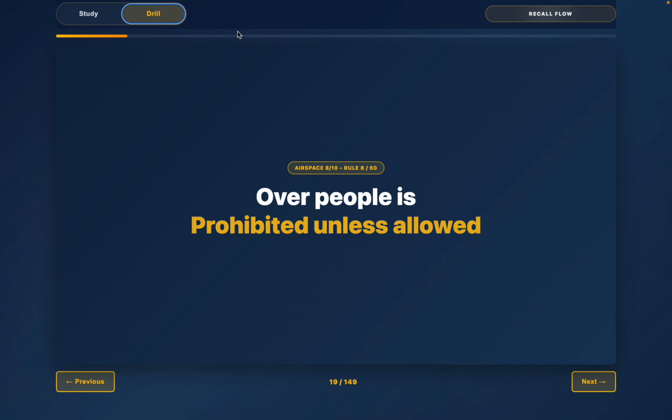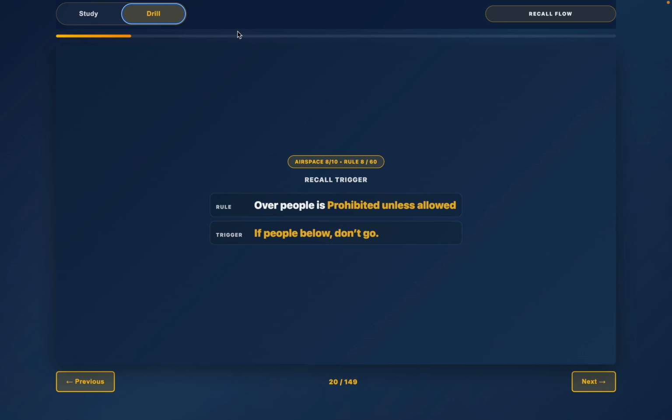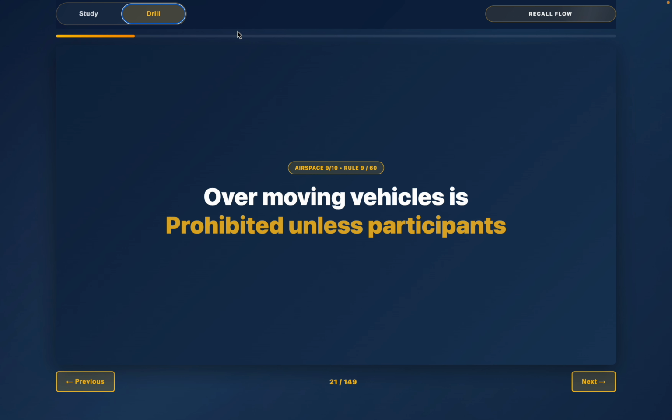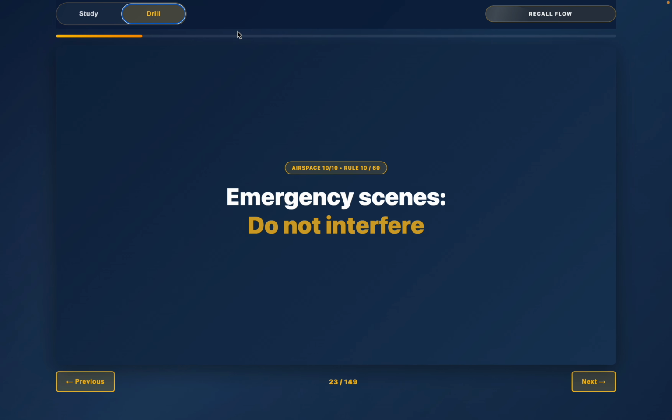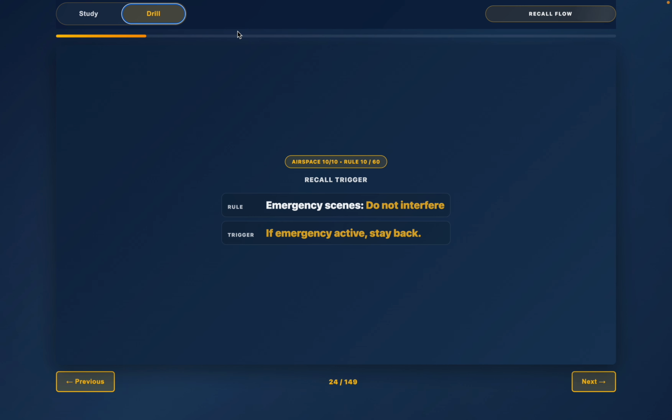Let's continue. Rule 8, ground risk increases when people are exposed beneath the aircraft. Approval determines whether that exposure is allowed. Trigger phrase, if people below, don't go. Rule 9, movement on the ground adds unpredictability and impact risk. Participation determines whether the operation is permitted. Trigger phrase, if vehicles move, don't cruise. Rule 10, emergency operations depend on uninterrupted airspace. Any interference affects response effectiveness. Trigger phrase, if emergency active, stay back.